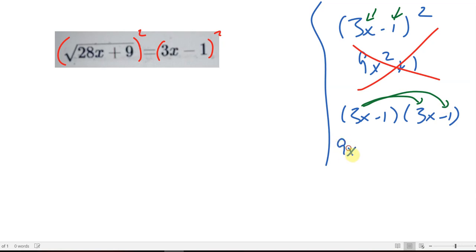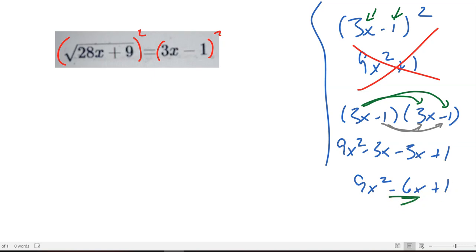So that gives me 9x squared minus 3x. Then we have to take the negative 1 and multiply it by all the terms in the second set of parentheses. So that's another minus 3x plus 1. Now if we combine our like terms, that gives me 9x squared minus 6x plus 1. So notice you've got this extra term in here when you do it the correct way, okay? So be really careful about that.